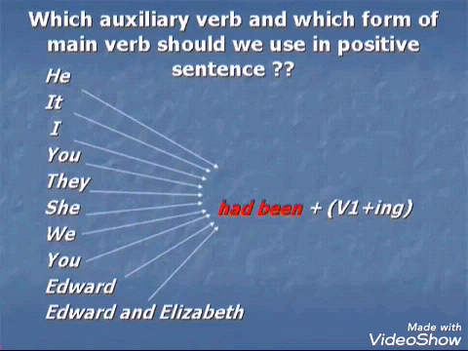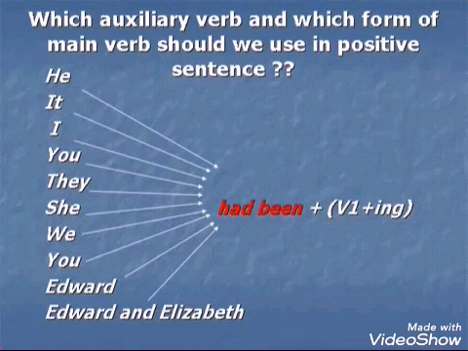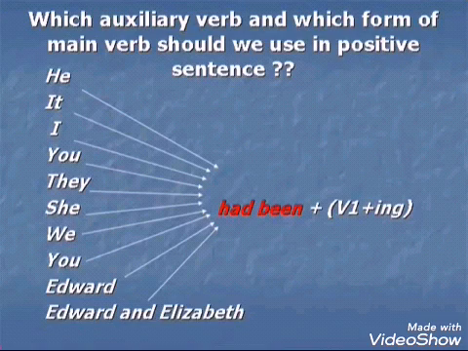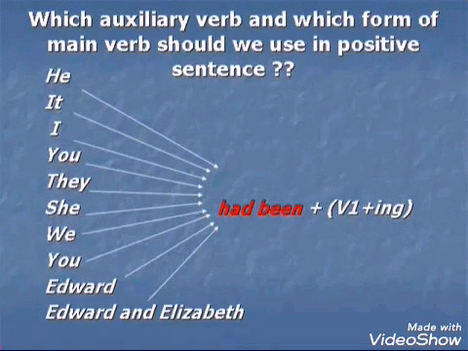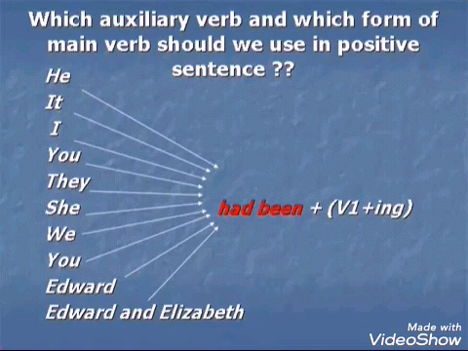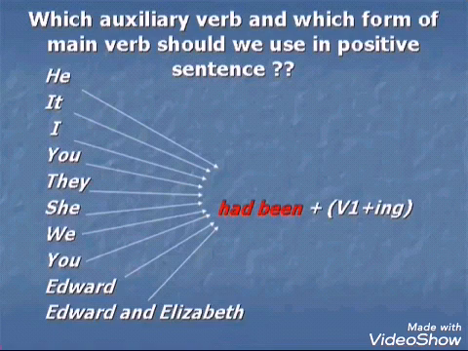In the positive sentence, or the form of the past perfect continuous, we have to use had been plus verb plus ing with all pronouns like he, she, it, you, we, they, I, and the singular like Edward and the plural like Edward and Elizabeth. For example, I can say he had been eating, it had been sleeping, I had been watching TV, you had been studying science, they had been cooking, she had been sweeping the floor, we had been traveling, you had been flying kites, Edward had been studying, Edward and Elizabeth had been eating cookies.